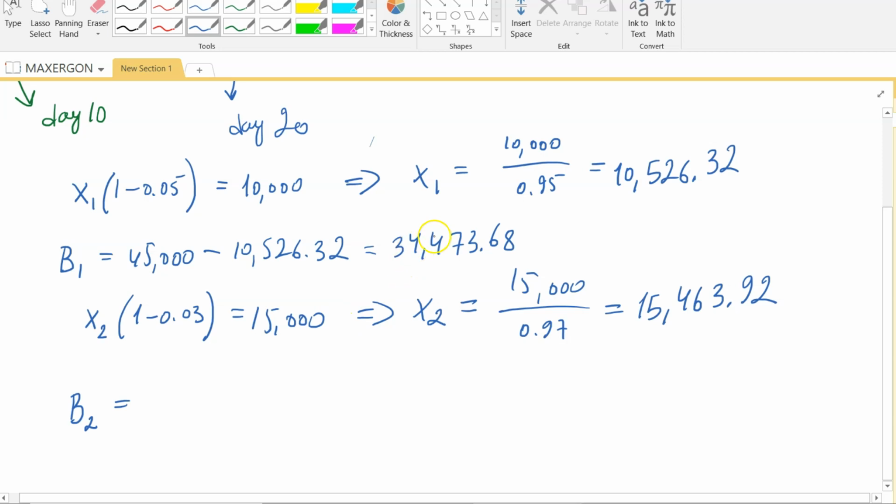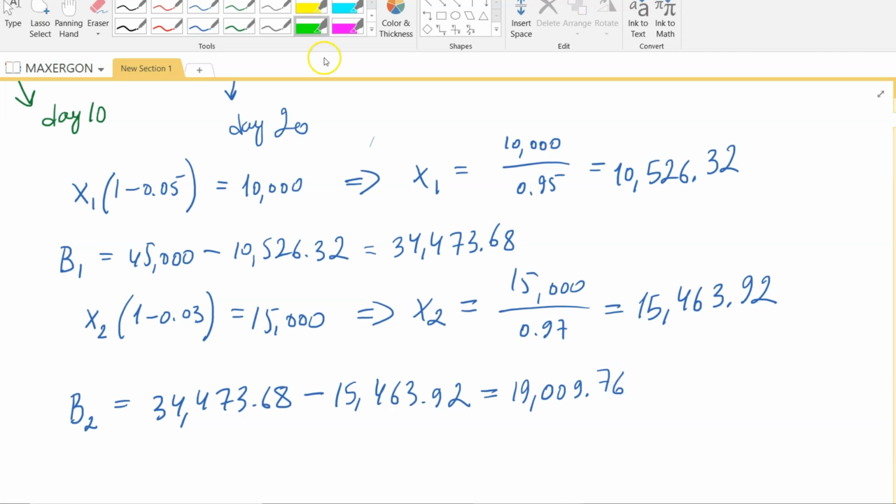After this second payment, we can find the second balance. This second balance will be the balance after the first payment, which is $34,473.68, minus the credit received after the second payment, $15,463.92, which gives $19,009.76. This balance is what the company has to pay at the end to completely pay off the invoice.